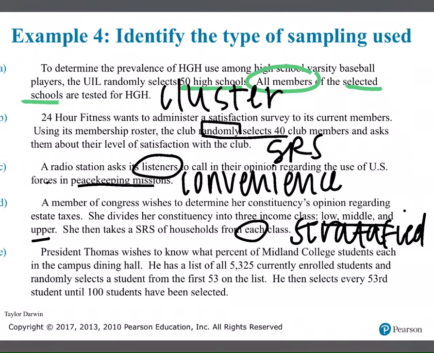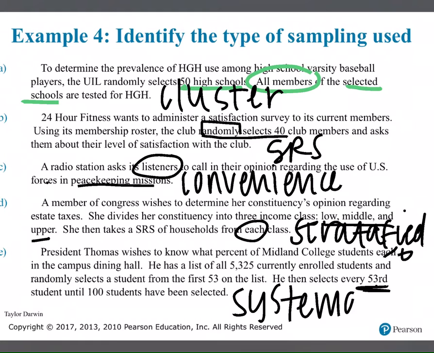President Thomas wishes to know what percent of Midland College students eat in the campus dining hall. He has a list of 5,325 currently enrolled students and randomly selects a student from the first 53 on the list. After that, he selects every 53rd student until 100 have been selected. Because it's every 53rd student, we're going to call this systematic sampling.